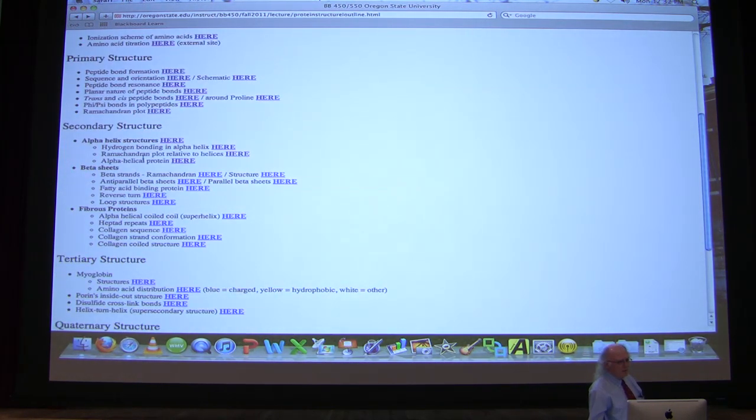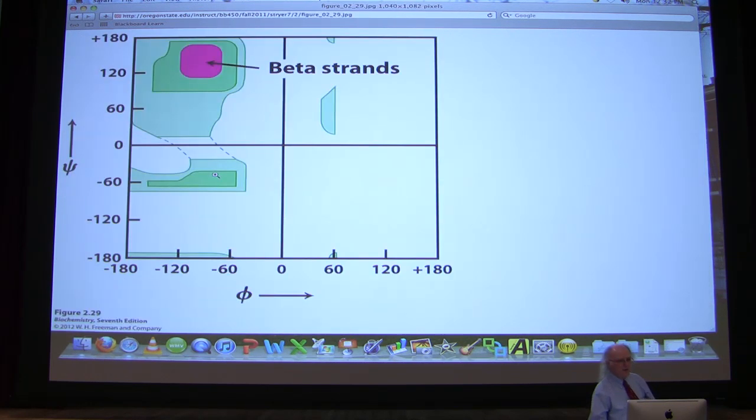A second structure that is a repeating structure that is, in fact, a secondary structure is known as a beta strand. Let's first of all look where beta strands appear. Beta strands appear in Ramachandran plots, as you can see here. No surprise, again, in the most stable region of a protein. You can see it's actually a bigger stable region of the Ramachandran plot.